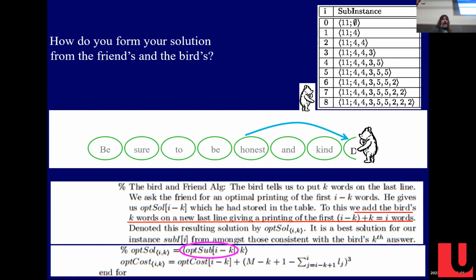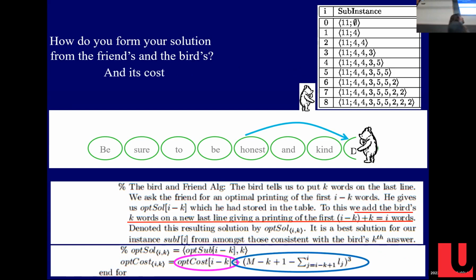And here you can see it down here. Our friend in purple is printing I minus K words. What is he telling us? He's telling us how many words to put on each line. That's the solution. And then from our bird, there's another line with K words. Everybody see that? This is just a concatenation: how many words are in each line is our solution. And then what is our cost? Well, we took the cost of our friend's answer. Our friend told him his cost. And then what we do is we took our last line.